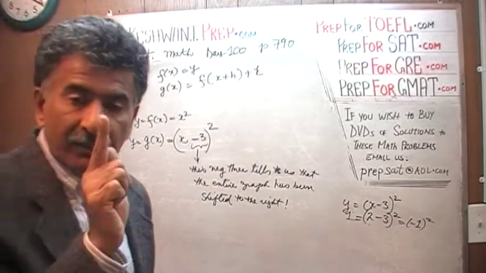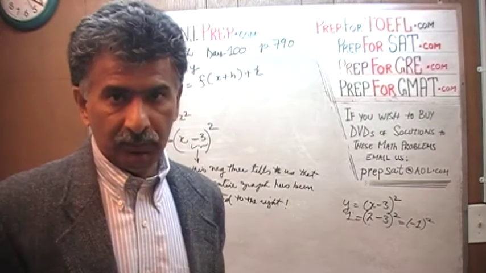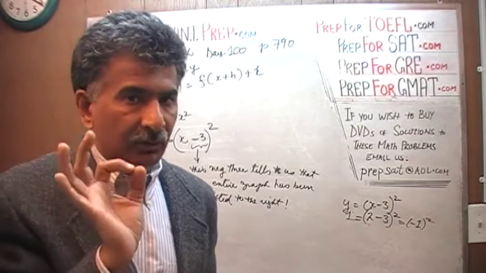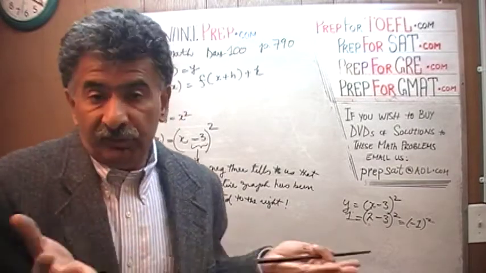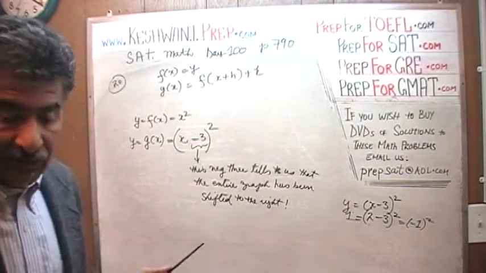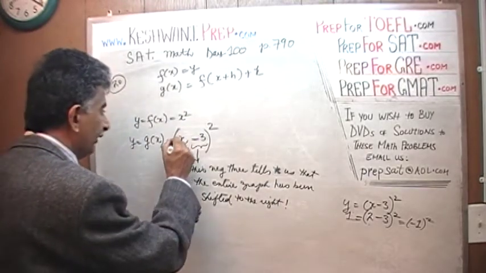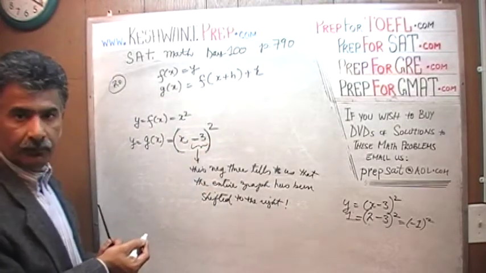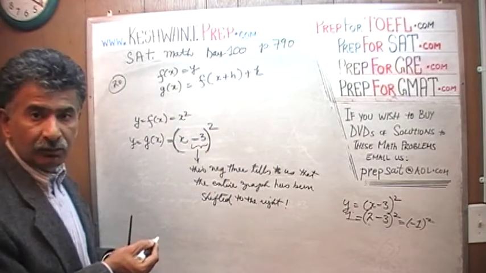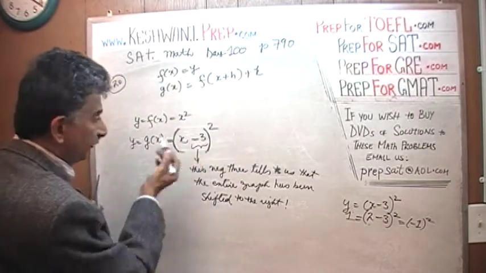Because for each given value of y, x is going to be 3 more than before. And x cannot be 3 more than before. The y is going to be 0 when x is 0, because it's the same relationship as before. But now it's this quantity in the parenthesis that has to be 0. Well, how do we make this quantity equal to 0? When x is 3. 3 minus 3 will give us 0.